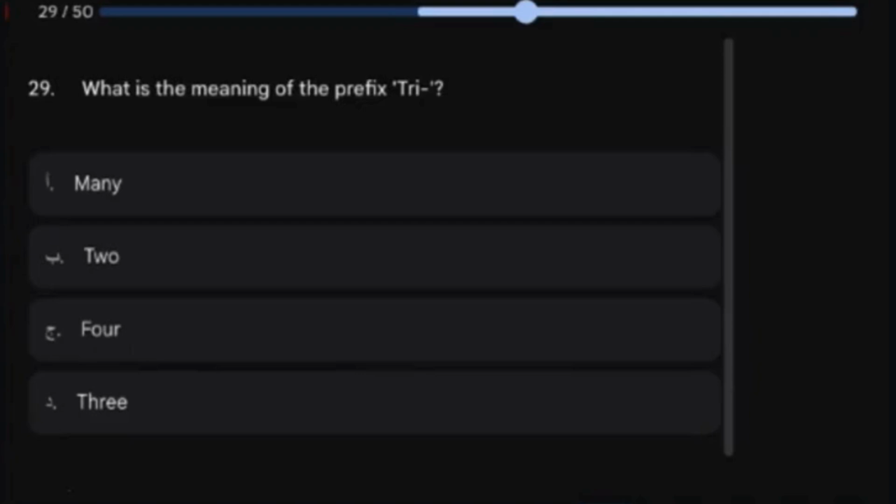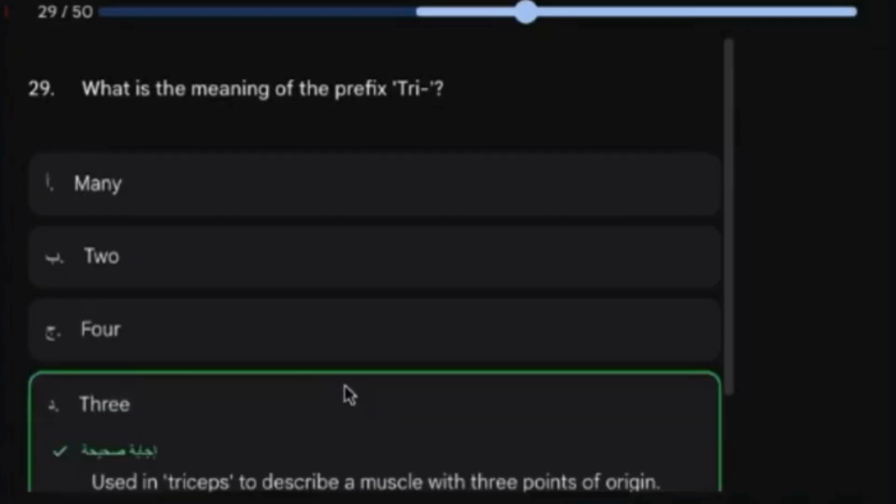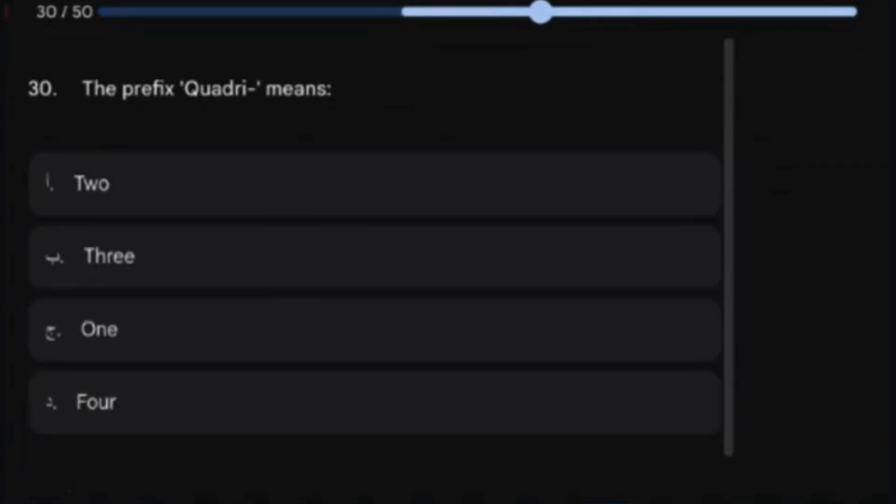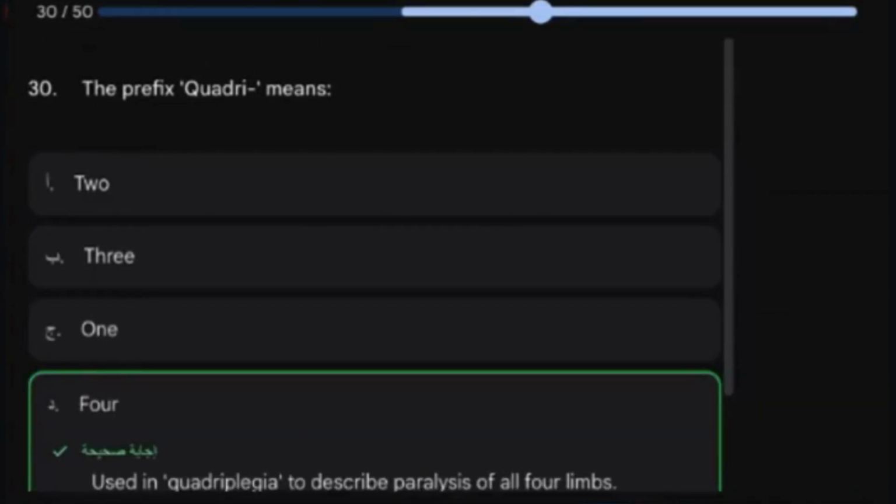What is the meaning of the prefix tri? Is it many, 2, 4, or 3? 3, like triangle, for example, or triceps, a muscle that has 3 points of origin. The prefix quadri means 2, 3, 1, or 4? So we said that 2 means bi or di, 3 means tri, okay? 1 means mono. So quadri means 4, like quadriceps muscle.